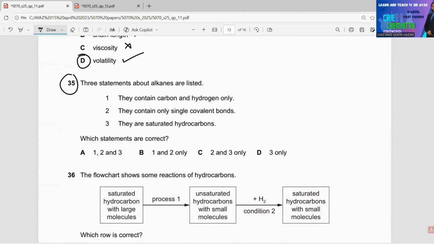Moving to next MCQ. 3 statements about alkanes are listed. 1. They contain carbon and hydrogen only. 2. They contain only single covalent bonds. Number 3. They are saturated hydrocarbons. Which statements are correct? So if you see, all these 3 statements are correct. 1, 2 and 3. So A must be the right answer in this case. No need to check the other choices.